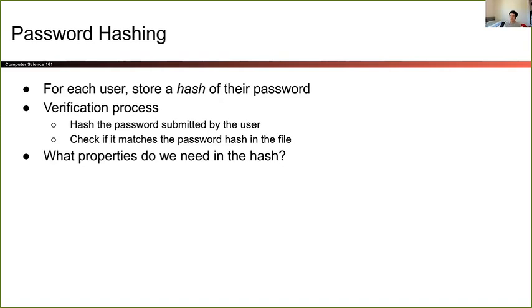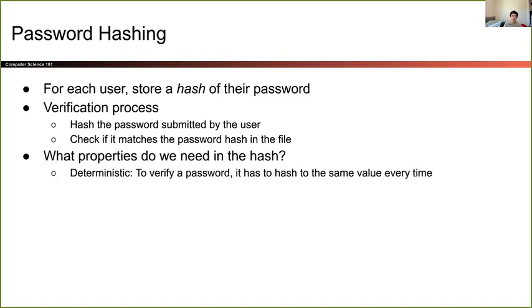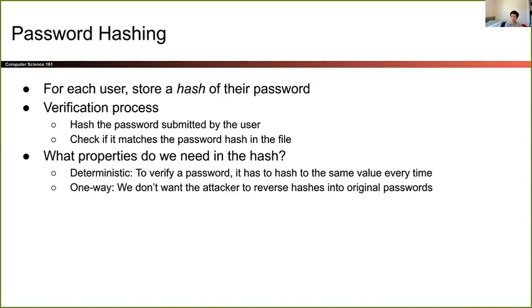Okay, what are some properties that we want in this hash? Well, we know it needs to be deterministic, because if we want to verify the password, we have to make sure that if they enter the same password, they get the same hash back. And we also want it to be one way, because if it's not one way, then we run into the same problem as before. If the attacker ever breaks into our server and steals the password file, then they can just reverse all of our passwords and get back the original values and use them on other websites.